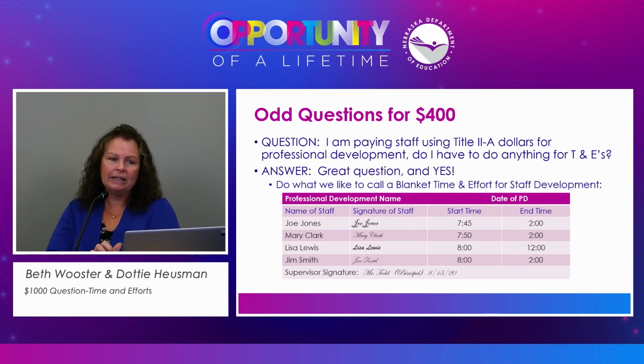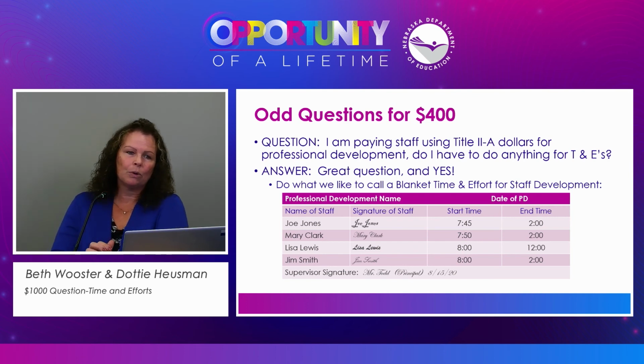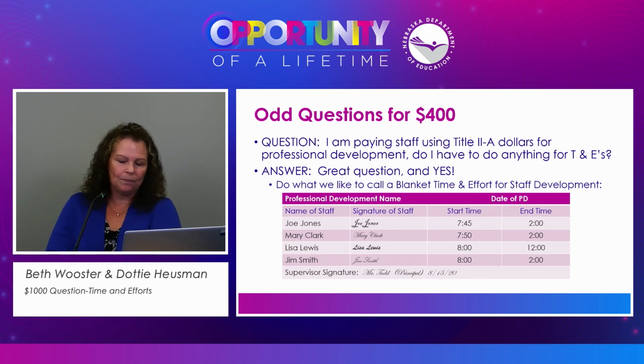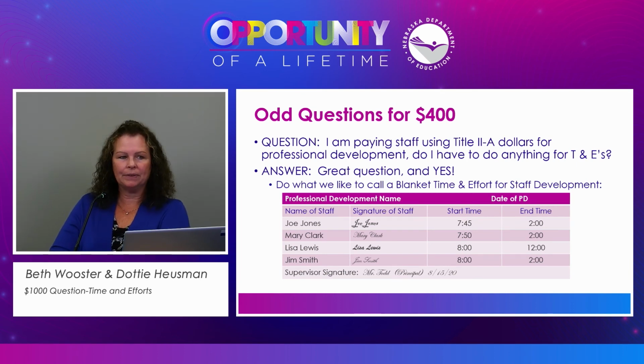And then at the end of the day, the supervisor needs to sign it. So Mr. Todd signed it. He's the principal. Also needs to say if he's the superintendent, the principal. So you need what their role is, and then the date. So this would be an example of it, blanket time and effort.